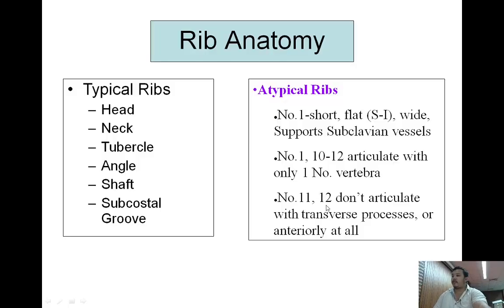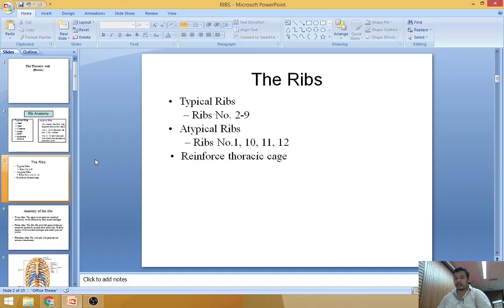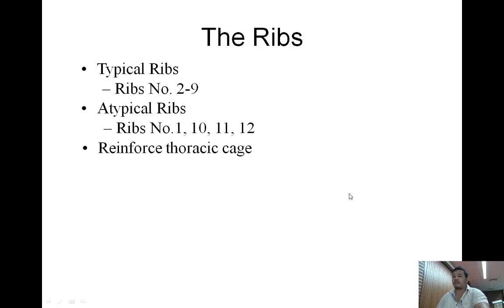Then number 11 and 12, they don't articulate with the transverse process, and anteriorly they don't articulate at all. So these are hanging ribs. 11 and 12 only articulate with the body, they don't articulate with the transverse process. So this is why these ribs are atypical ribs. Everything else that the ribs share is common to rib number 2 to rib number 9. So these are the typical ribs. The typical ribs are ribs number 2 to 9, and the atypical ribs are ribs number 1, 10, 11, and 12. The function of the ribs is to reinforce the thoracic cage, so it adds strength to the thoracic cage.